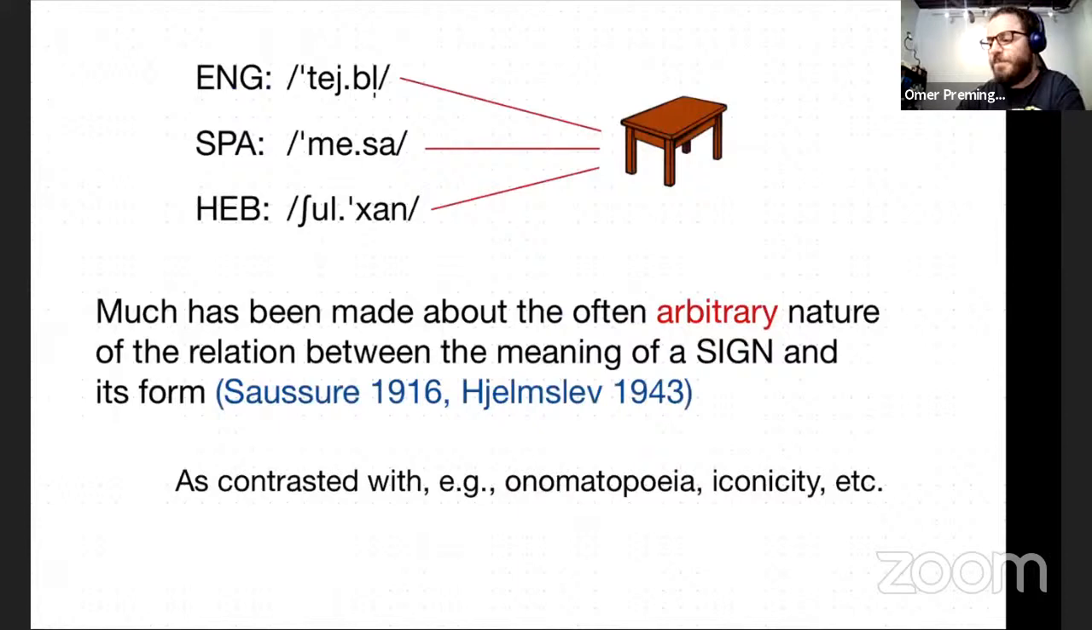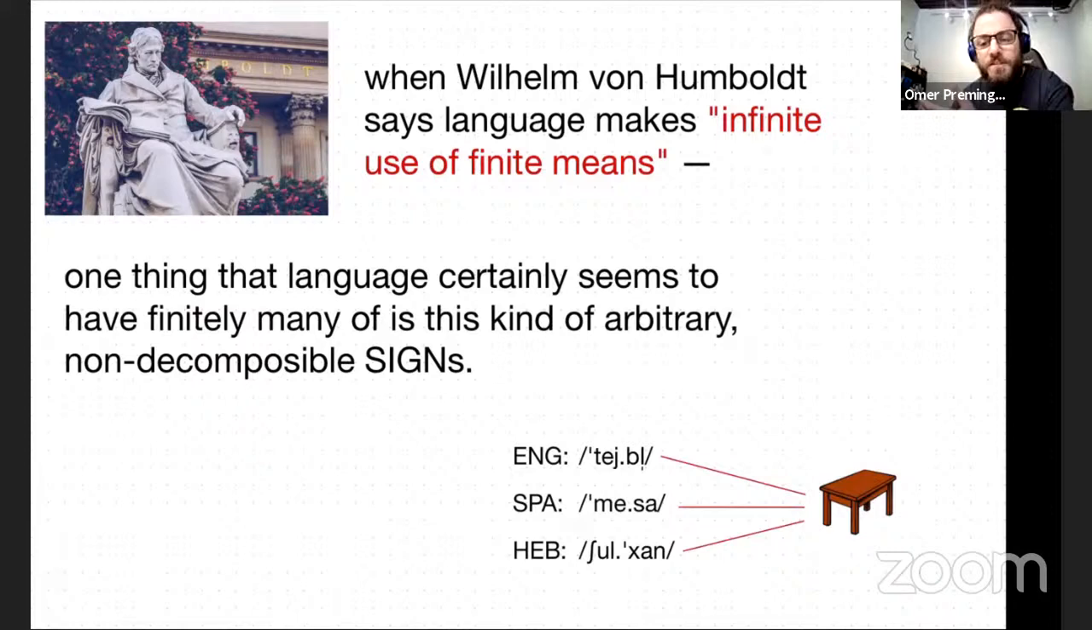As you might have seen in the abstract to this talk, I refer to the quote from Humboldt that language makes infinite use of finite means. And the talk will, in large part, be zooming in on these finite means. One thing that language certainly seems to have finitely many of, something that language doesn't have an infinite number of, is arbitrary non-decomposable signs. We might have tens of thousands of these in a given language, depending on how you count and which language, something that we'll get to later on. But however large the number is at any given time in a speaker's cognitive state, there are finitely many of these.